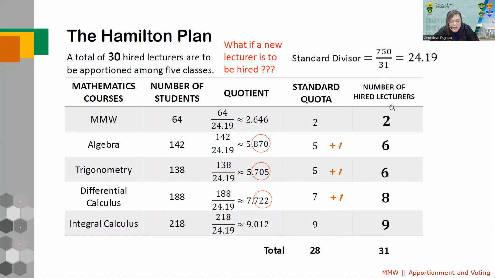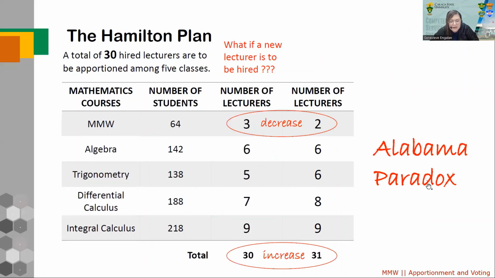So mag-start na dira. Okay. So, 2, 6, 6, 8, 9. Total of 31. Okay. So, kung 30 ra ang atong lecturers, mao ni ang atong pagka-apportion: 3, 6, 5, 7, 9. Nag-add tag isa ka lecturer. So, bisan nag-add tag isa ka lecturer sa MMW, mo-gamay na ang number of lecturers. Mao ni ang Alabama Paradox.